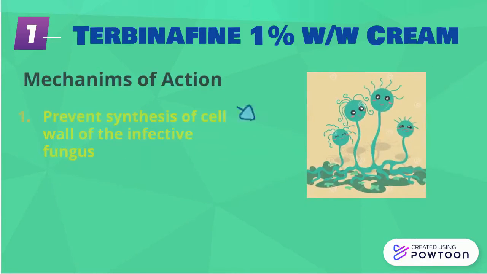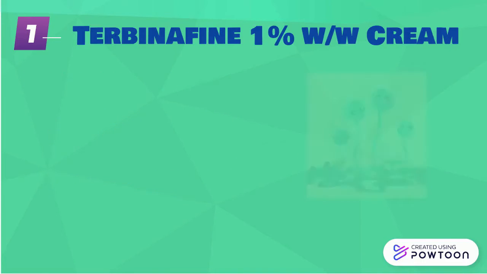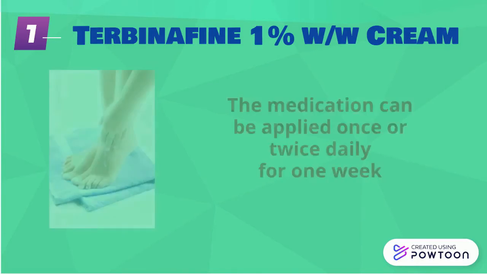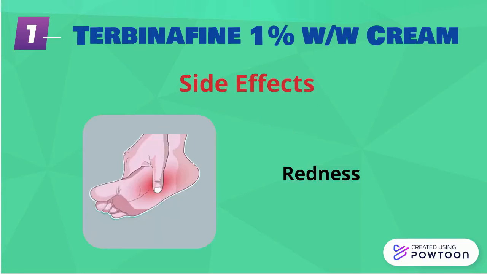The drug acts by preventing the synthesis of the cell wall and weakening the cell wall of the infective fungus. The medication can be applied once or 2 times a day for 1 week. Some of the side effects associated with this drug are local irritation, such as redness, itching, and stinging.